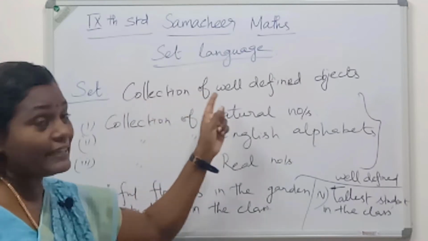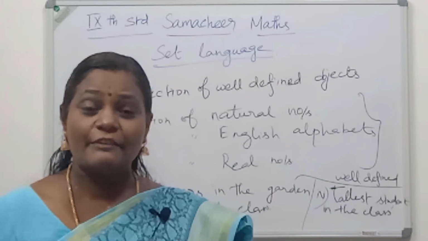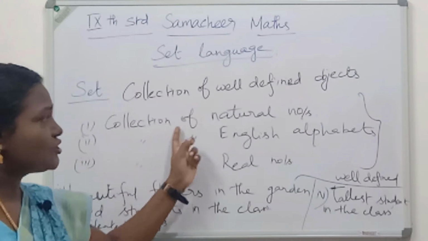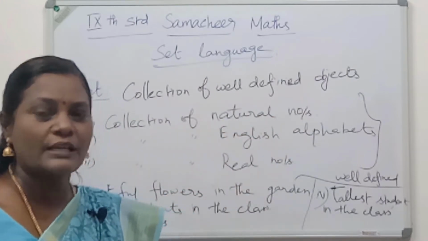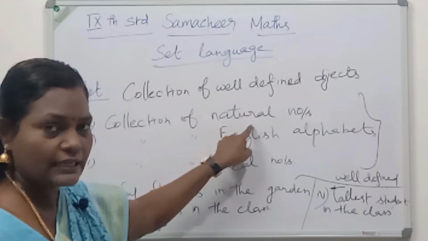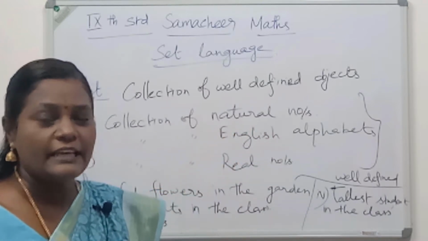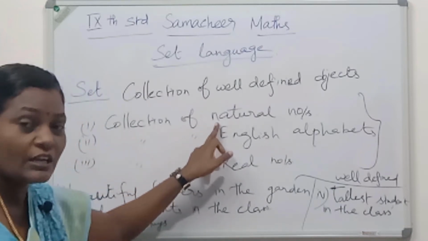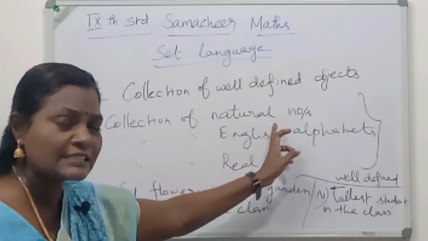What is a collection of well-defined objects? How do you identify a well-defined object? Let us see through examples. The first example is the collection of natural numbers. In this collection, we have only the natural numbers 1, 2, etc., going on. Here we can't have any whole number, negative number, or irrational number. So it is well defined, because it has only natural numbers.